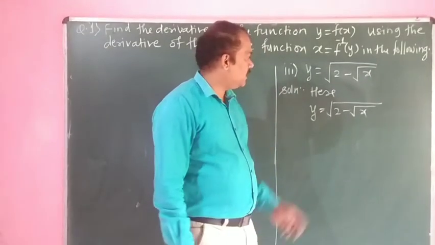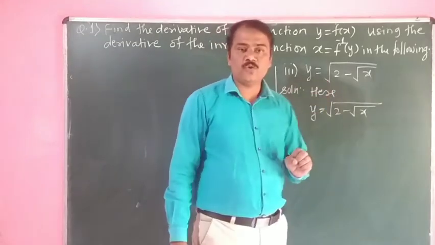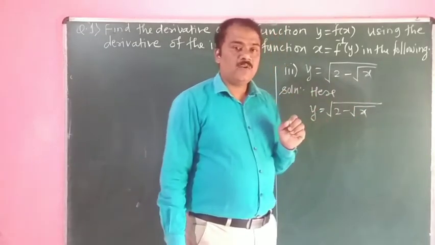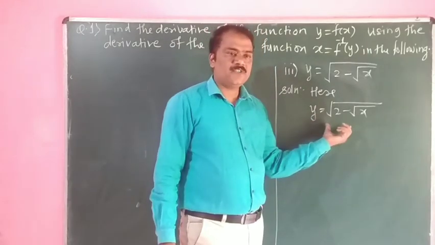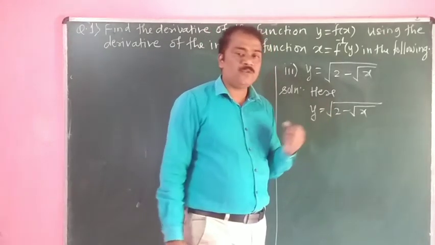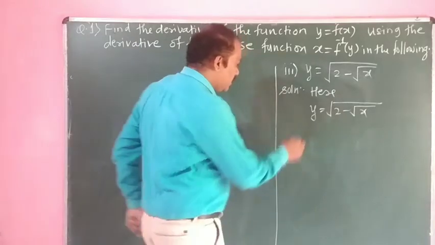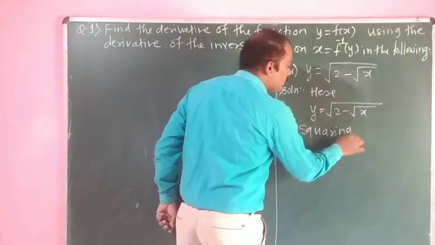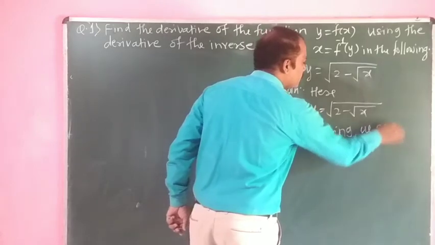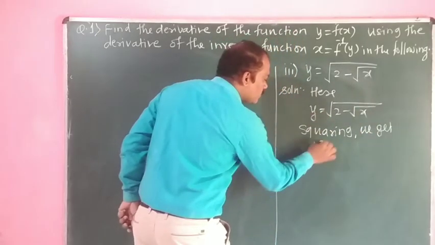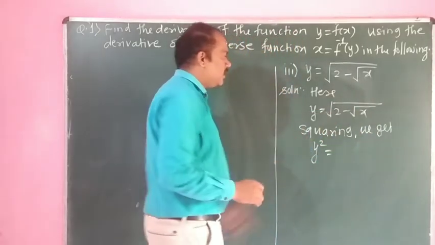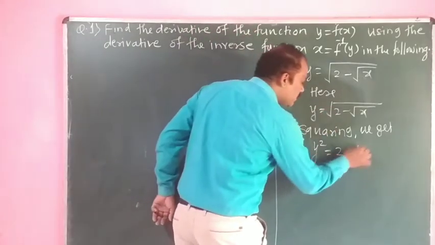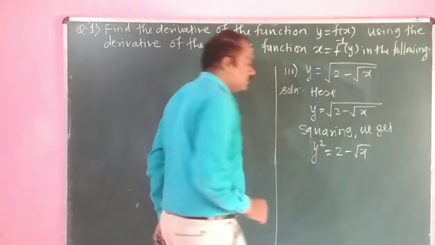Now we have to discuss the next example. y is equal to the square root of 2 minus square root of x. First of all, we have to find its inverse function, so first we take the square on both sides. Squaring, we get y squared is equal to 2 minus root x, since the square and square root get cancelled.